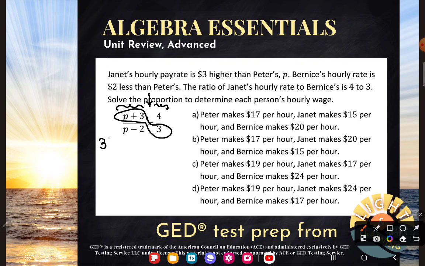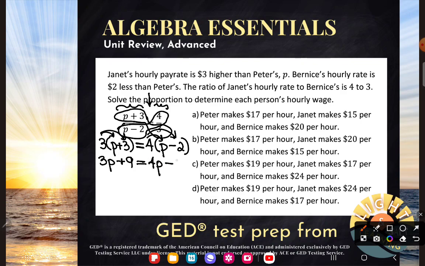I think I'll write it out first and then do the multiplication as my next step so that I don't make a mistake. So 3 times the quantity of P plus 3 is going to be equal to the other cross product, 4 times the quantity of P minus 2. Now that I have it in that format, I can simplify the left and right-hand sides by doing that multiplication. So 3 times P is 3P, and 3 times positive 3 is positive 9. That's going to be equivalent to 4 times P, which is 4P, and 4 times negative 2 is negative 8.